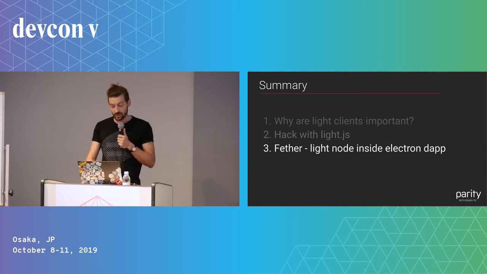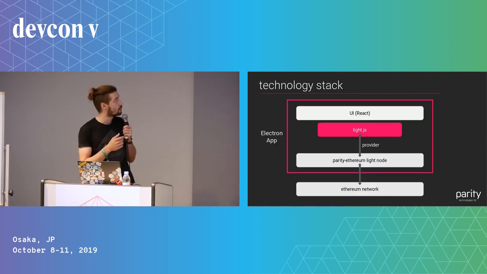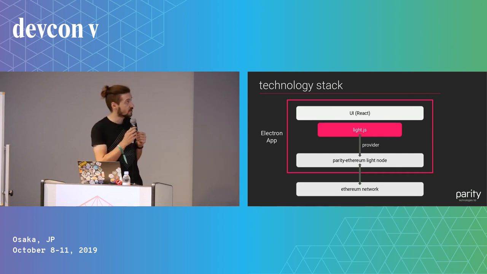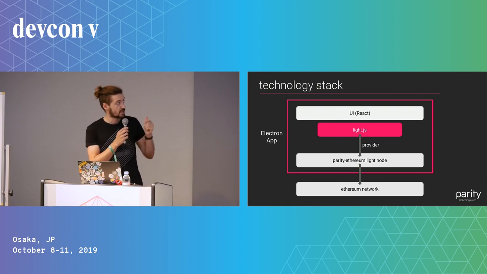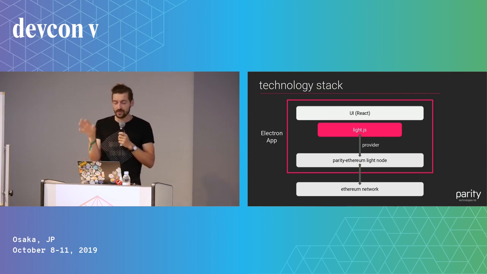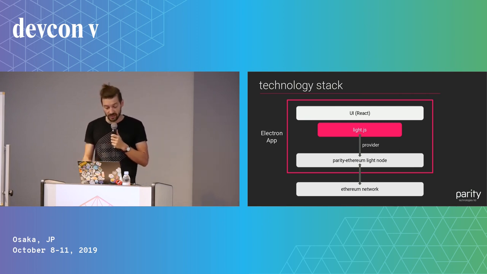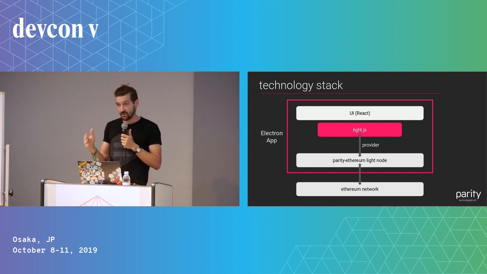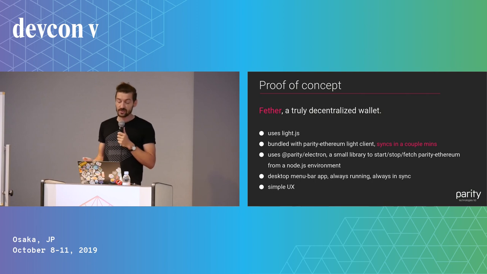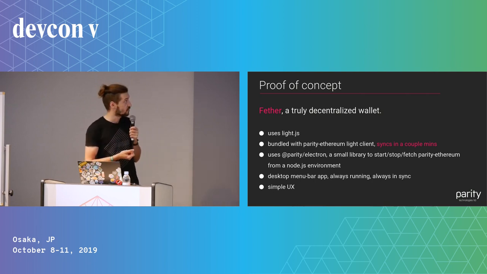And I will show it in a minute. I want to just talk very briefly about the stack. So just like we said before, we have UI in React. We use Light.js to interact with a Light node that is inside an Electron app. And this app will interact directly with the Ethereum network without any third-party service in between. So a truly decentralized wallet is what Fether is.